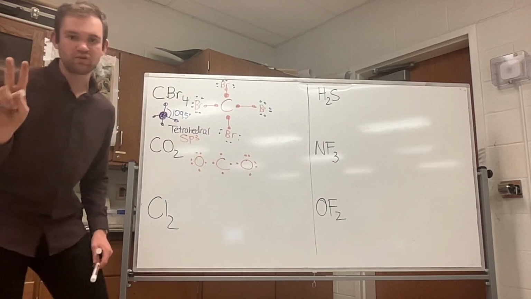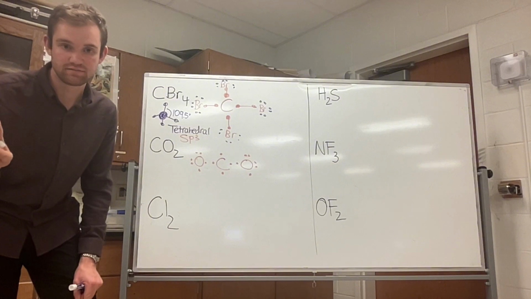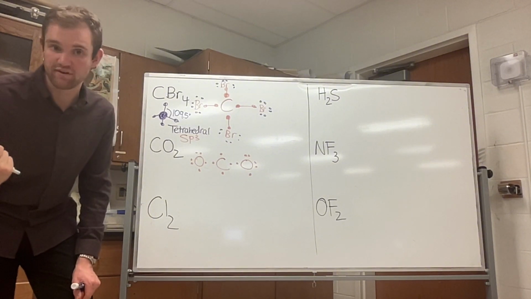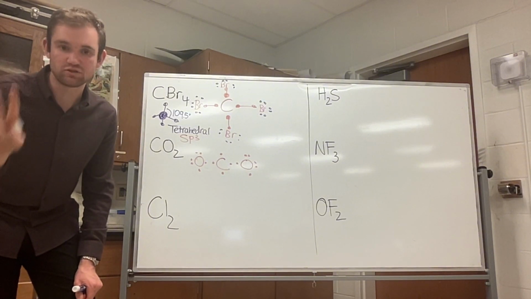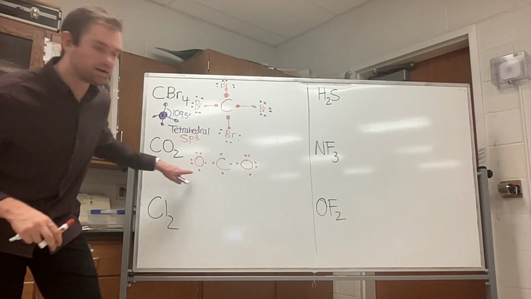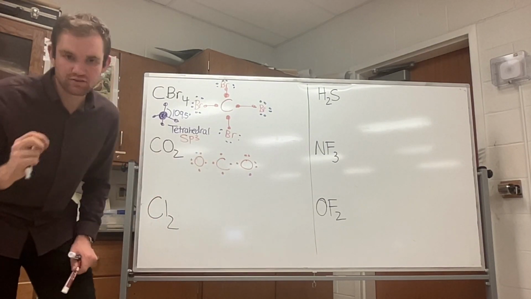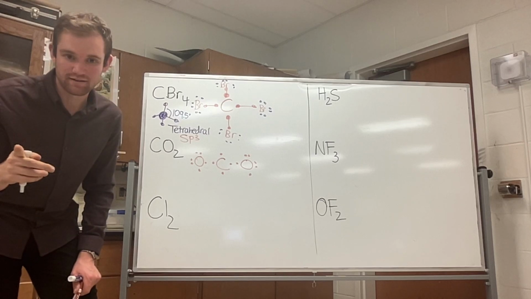Oxygen needs two more valence electrons. If oxygen needs 2 more valence electrons, it wants to do 2 bonds. But I only got 1 on each side. So oxygen is going to have to double bond.